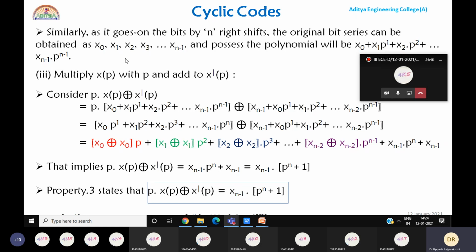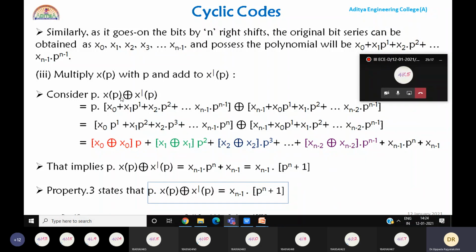That is x0, the LSB, plus x1 p power 1, x2 p square, x3 p cube, plus so on plus xn minus 1 into p power n minus 1. This is the polynomial based on the original bit series. Now multiply x of p with p, and XOR it with x dash of p.